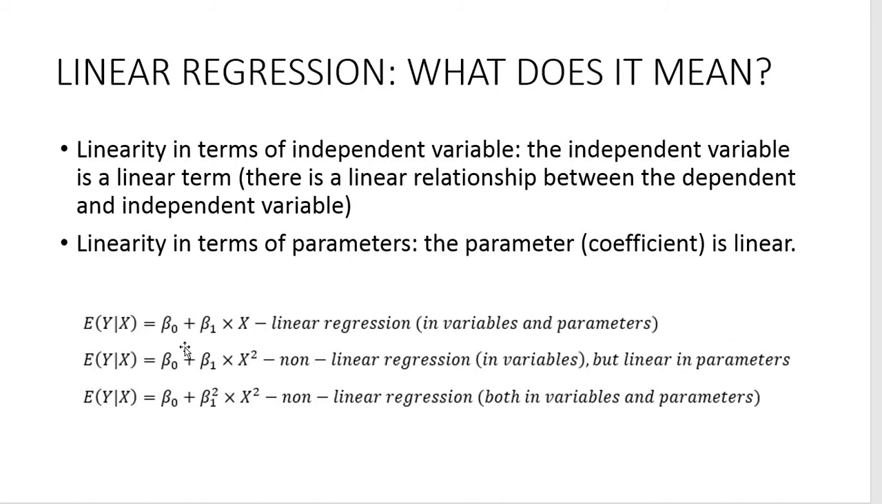And finally, this one is nonlinear regression, neither in terms of variables nor in terms of parameters, because you have beta 1 to the power of 2 and the independent variable x to the power of 2 as well. So during this course, we will concentrate on this one and this one. We will discuss regressions which are nonlinear in terms of variables, but still linear in terms of parameters. Okay.